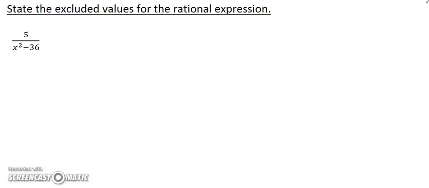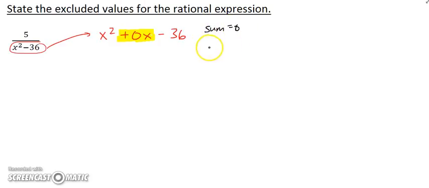Let's do one more. In this case, we've got 5 divided by the quantity x squared minus 36. And it might help you, since we're going to think about factoring the bottom, to think about the bottom this way. Whether you actually write it out or not, if the middle term is missing, like it is in this case, there's no x term, it's just an x squared term and a number. Writing this out might help you figure out the factoring, because we need a sum of 0 and a product of negative 36.